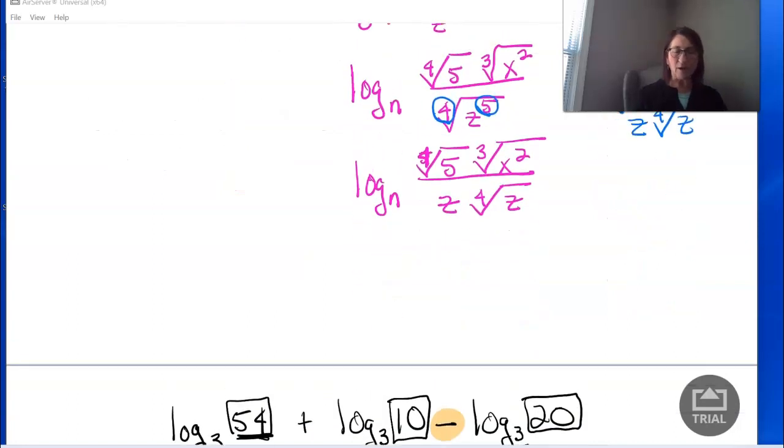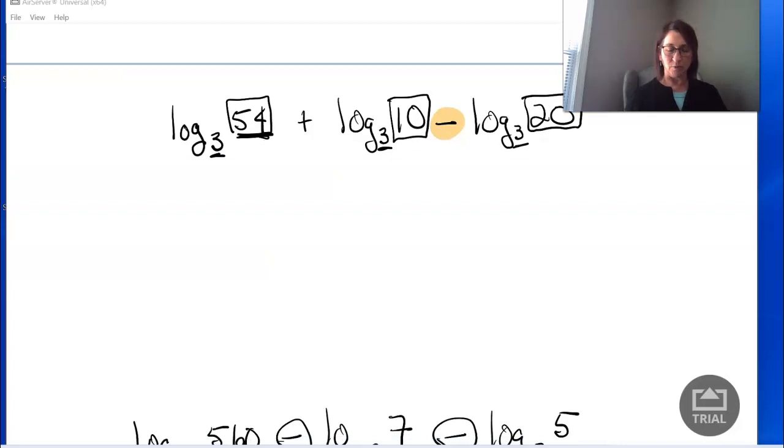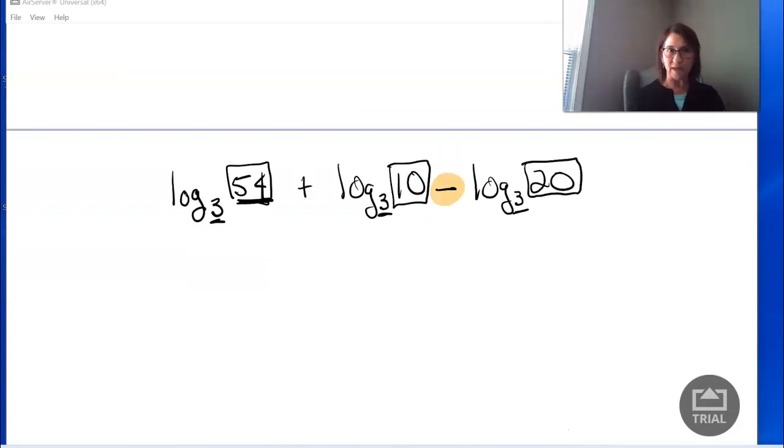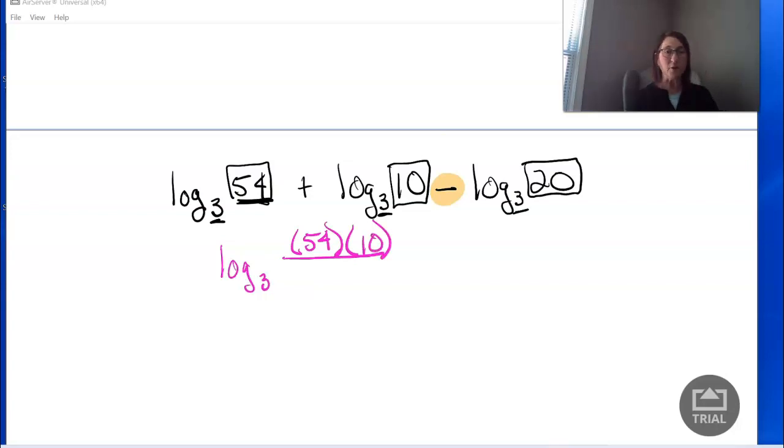All right. One extra one that I want to do because you're going to see it on homework. It's not like any of them we've done. It's actually easier, but it might not seem easy because you haven't seen it before. So I see that with the orange highlight I am going to have an argument that is a fraction. So it's going to be log base 3. Then in the numerator, I'm going to take 54 times 10. Those are my factors. In the denominator, I'm just going to have 20.